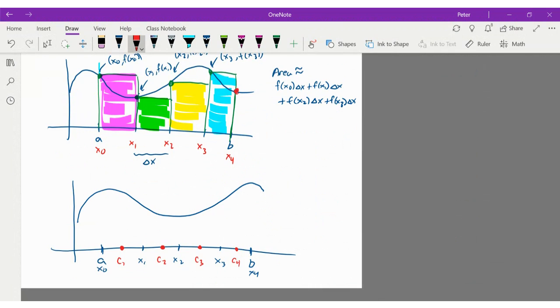Now, where are these points? Well, C1 is right in the middle between x0 and x1. So C1 is equal to (x0 + x1)/2. In other words, it's just the average of the two endpoints that define its subinterval. So C2 is going to be (x1 + x2)/2. So you see how C1 is the average of these 2 points, and C2 is the average of these 2 points, like that, and so on.